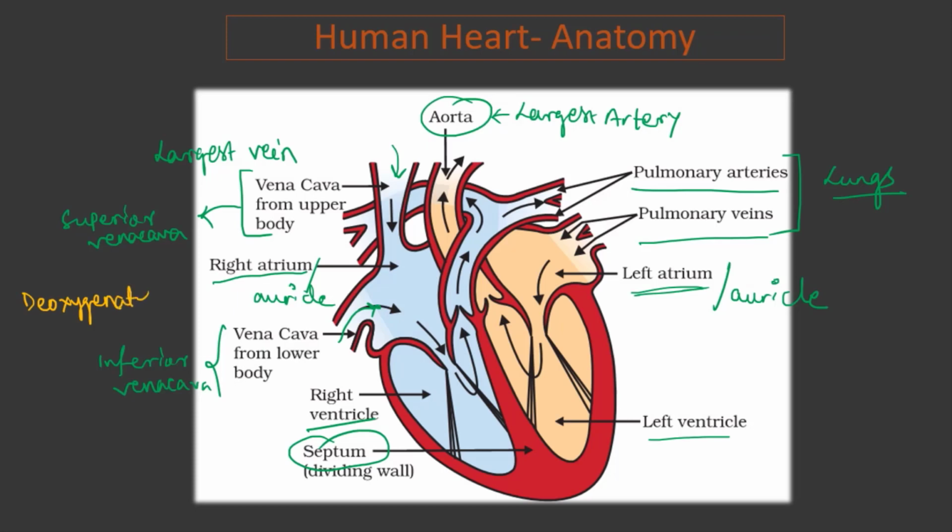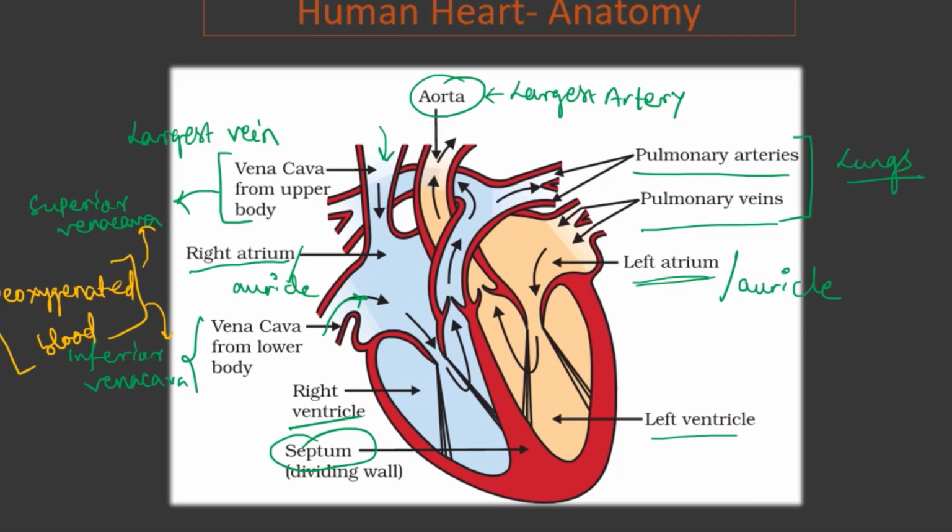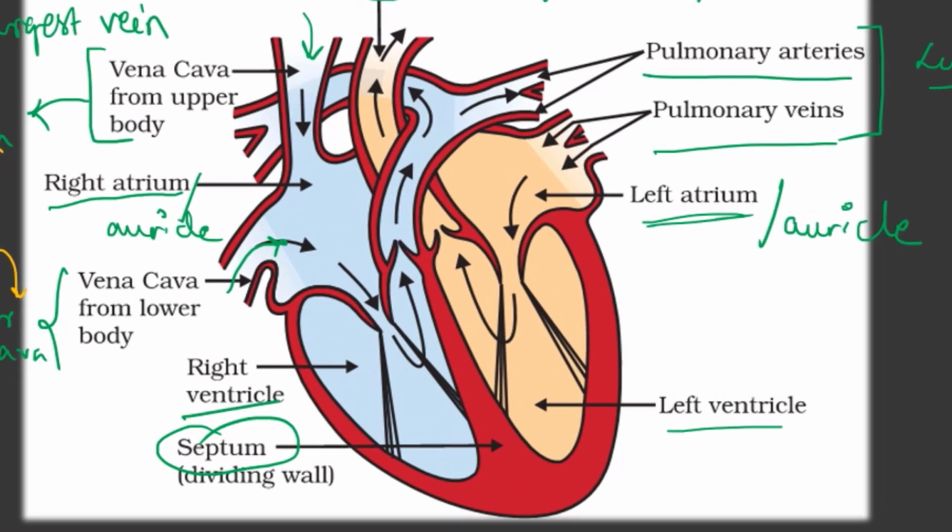And remember, what we're talking about here is the deoxygenated blood. That means the oxygen from here has already been utilized. So that deoxygenated blood is going to be poured through the superior and inferior vena cava into the right auricle, and from there it goes to the right ventricle, and from the right ventricle it is going to go to the pulmonary arteries.